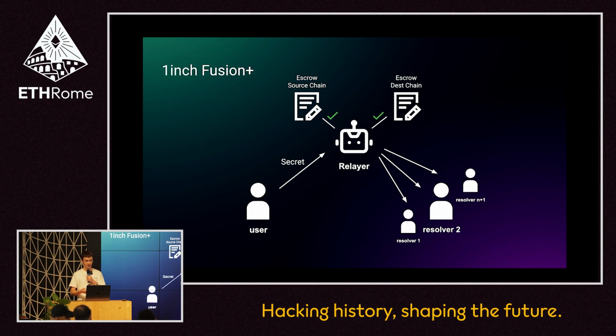The reason for this is, if resolver 2 for some reason does not actually unlock the funds and complete the trade, other resolvers can jump in and do that on behalf of resolver 2, and then they get that original safety deposit that resolver 2 deposited at the very beginning.